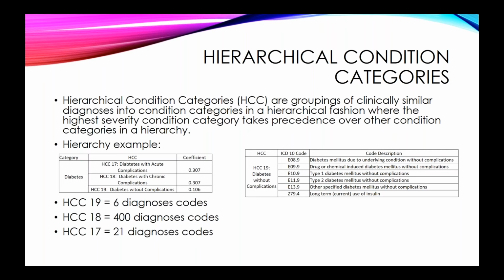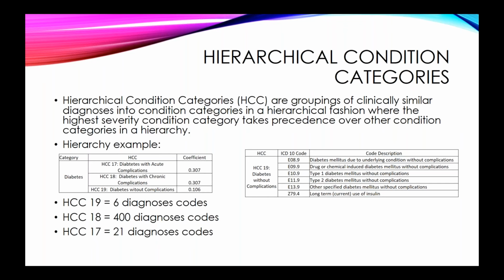So I want to share with you guys the diabetes category and how that hierarchy works. So within diabetes, there's HCC 17, 18, and 19. 19 is diabetes without complications. You can see over to the right the codes that fall within that hierarchical condition category. If you have a patient that has a complication, say CKD or another type of chronic complication, you want to make sure to be able to capture that so you can jump up to the next level on the HCC.